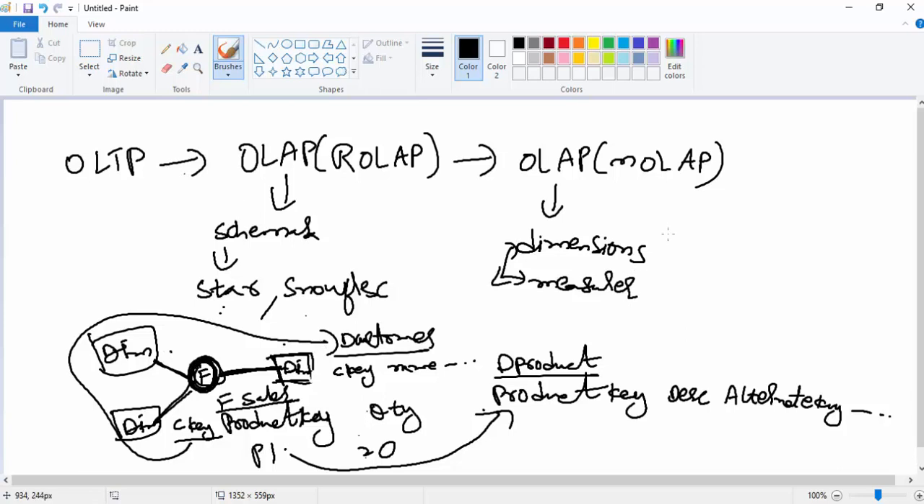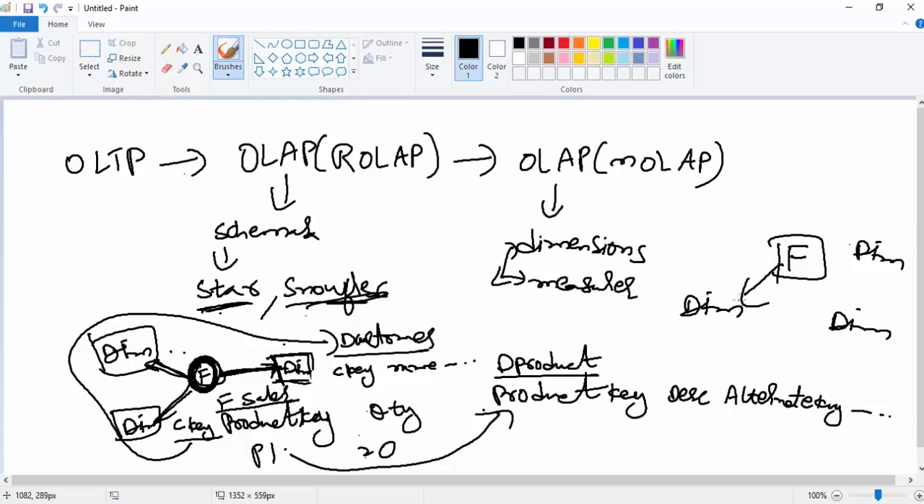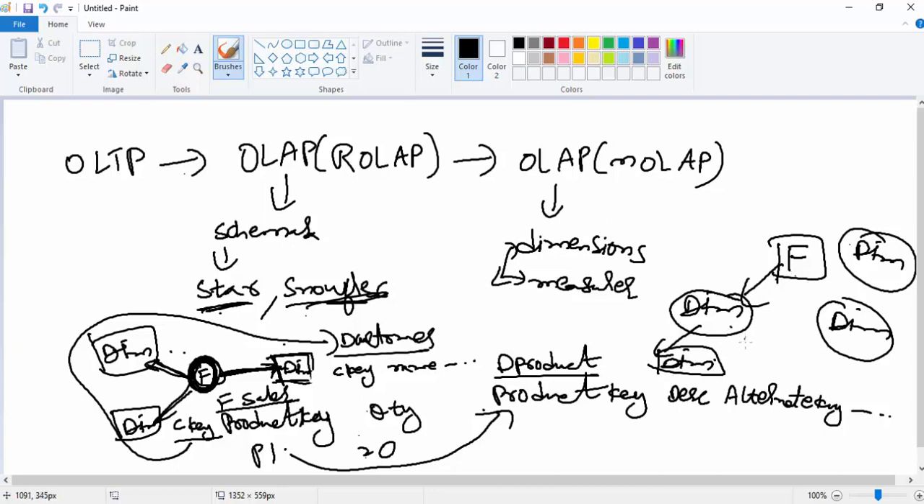Next is the snowflake schema. In the snowflake schema, you will have the fact table at the center and the dimension tables, same as the star schema. In the star schema, you have the fact table at the center, the dimension tables surrounding, and for any information you need, only one level of joining. In the snowflake schema, you have the same fact table, but if you want to get the information, you might be doing two levels of joining.